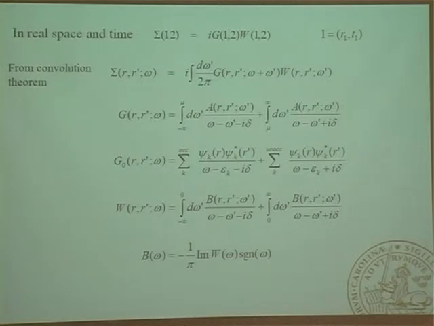Let me come over here. Let me spend a little bit of time on the explicit expressions for the self-energy. We start from the self-energy, this is GW, and we can write this in frequency space with the Fourier transform. This is a product in time space, so we get a convolution.